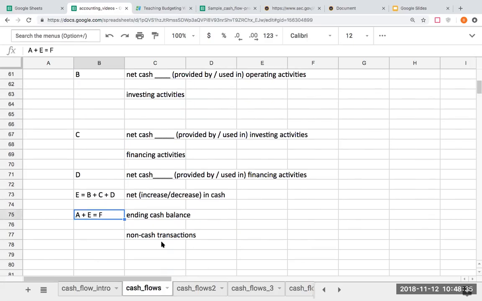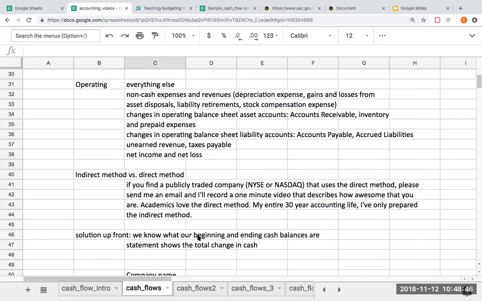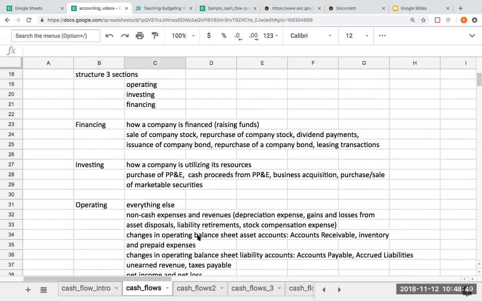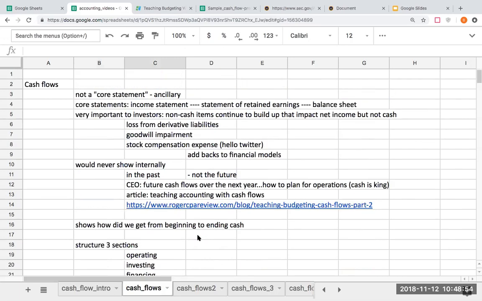Below the ending cash balance, we're going to have an area for non-cash transactions, and we'll go over that in future cash flow videos. But again, this is meant to be an introduction to the statement of cash flows. It is a very, very important financial statement, mainly because it helps our investors determine what type of non-cash items have been thrown into our financial statements. And for companies like Twitter, which look like they're unprofitable, they are actually profitable because when you add back certain non-cash items, they're clearly ahead of the game.